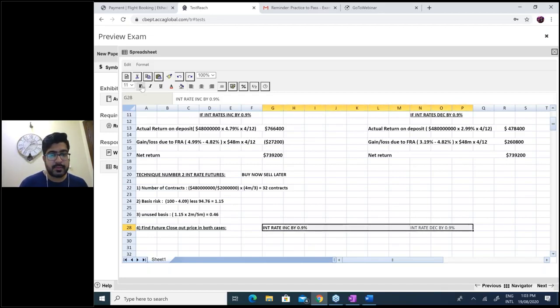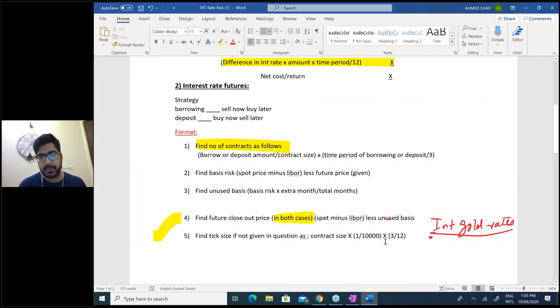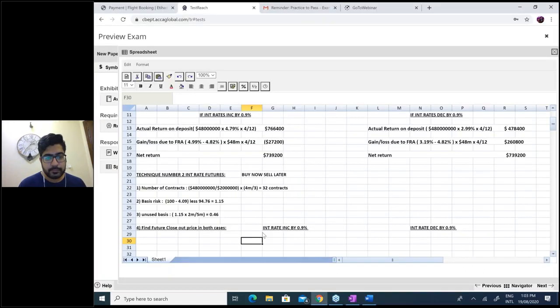So one case is interest rates increase by 0.9 and the other case decrease by 0.9. What is the formula of the future closeout price in both cases? It's spot minus LIBOR, less unused basis. What is the spot? $100 always, minus LIBOR. LIBOR is the interbank rate.